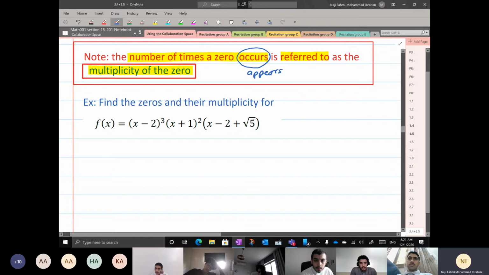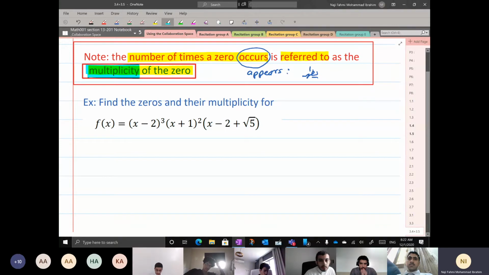It means appear. What does it mean, appear? يظهر. So the number of times you see a zero, what do we call it? The multiplicity. If you hear the word multiplicity, it means how many times you will see the zero.